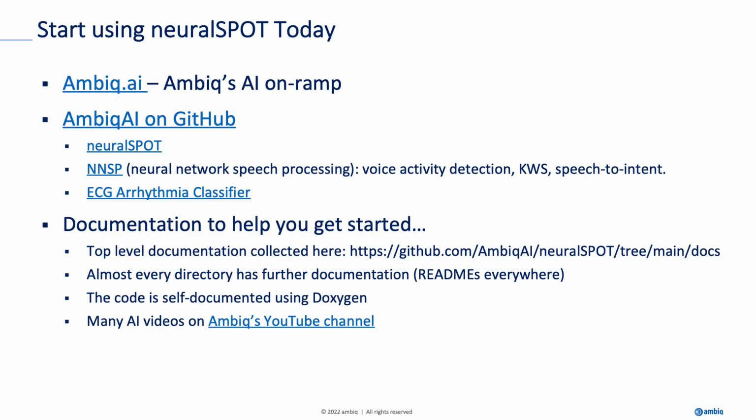We realize that this is a lot. So everything here is documented to the hilt. There's top level documentation on the neuralSPOT GitHub page and on Ambiq AI, of course. The model zoos are highly documented as well, and some of them include Jupyter notebooks that help you step through these things. The code itself is documented using Doxygen, which is inline comments and an automatic documentation page. And then videos like this one usually get posted on our YouTube channel.